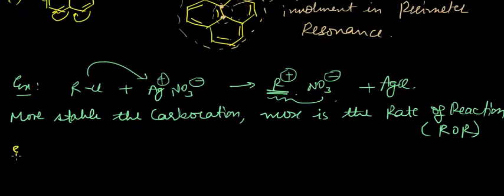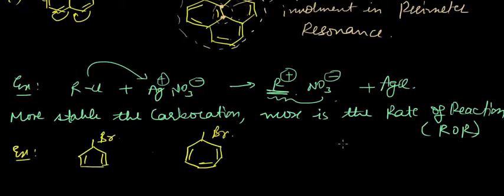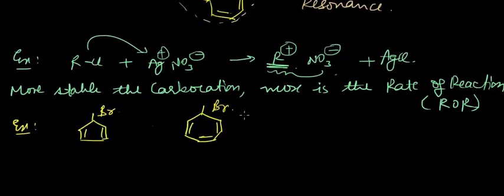If I have something like this, then would it react more easily with AgNO3 or this one? This compound. So for the reaction with the AgNO3, we just need to compare the stability of the carbocations formed by replacing Br with positive sign here, and same with replacing Br with positive sign here, which is the products. We are just talking about these products, right?